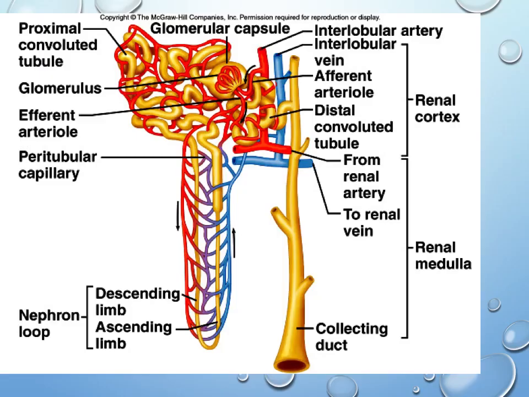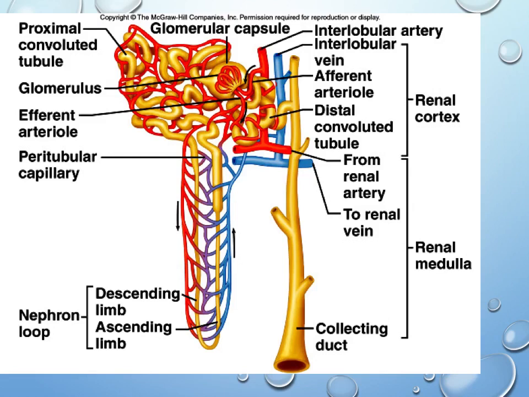So if we remember our anatomy of the nephron, this is what we're looking at. So we start with the movement of fluid from the afferent arteriole into the glomerulus, at which point in time we're going to have filtration of materials through the slit membranes in the glomerulus into Bowman's capsule, and then into the proximal convoluted tubule.